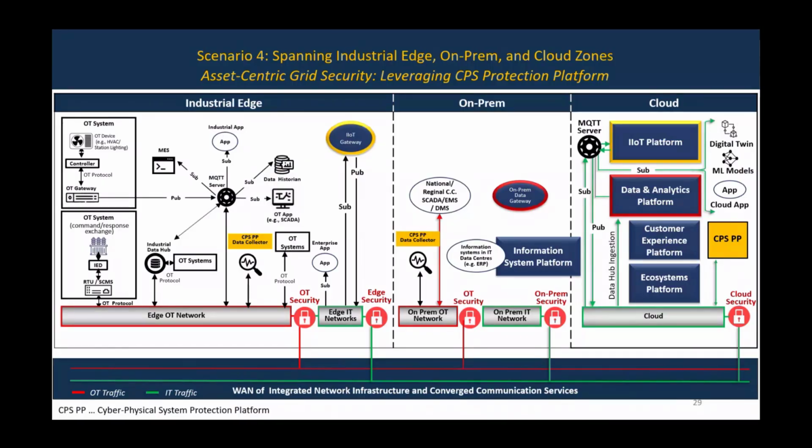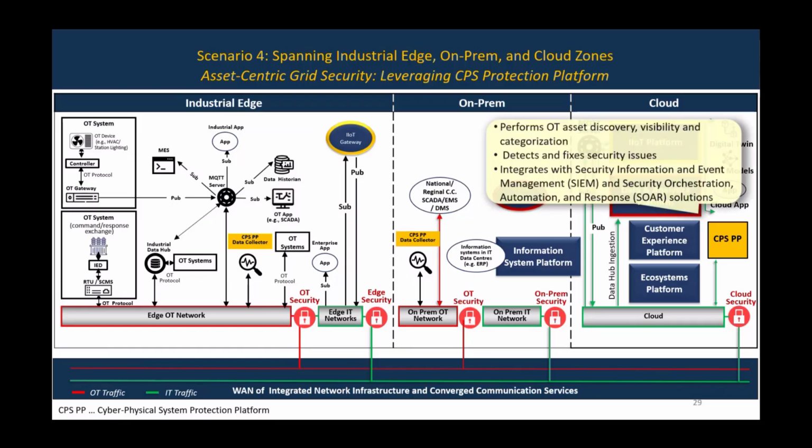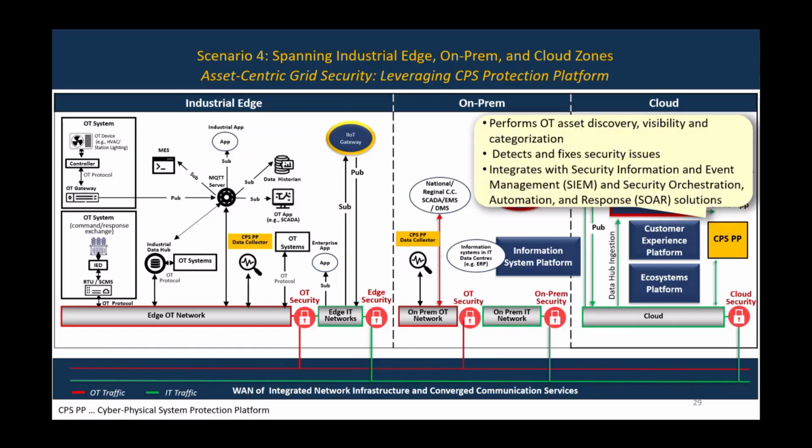The fourth scenario is also spanning industrial edge, on-premises, and the cloud zones, and it is about asset-centric grid security that leverages a cyber physical system protection platform. So at the cloud zone here, we have a cloud-based cyber physical system protection platform that performs operational technology asset discovery, visibility, and categorization, in addition to detecting and fixing security issues. And it also can integrate with other cybersecurity solutions.